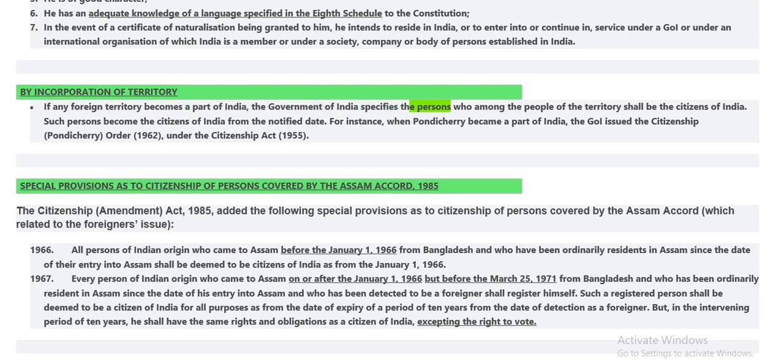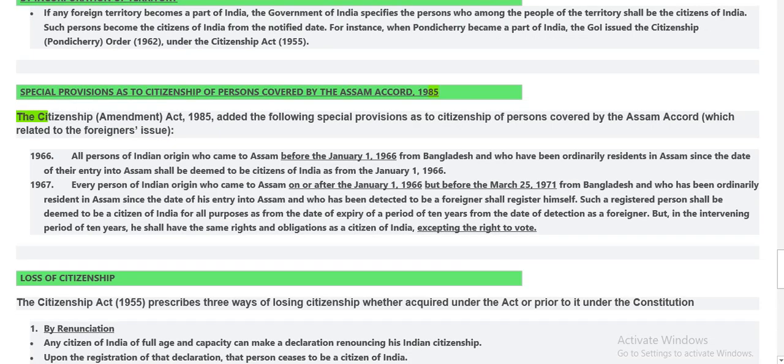By incorporation of territory. If any foreign territory becomes a part of India, the Government of India specifies the persons who among the people of the territory shall be the citizens of India. Such persons become the citizens of India from the notified date. For instance, when Pondicherry became a part of India, the GOI issued the Citizenship, Pondicherry, Order, 1962, under the Citizenship Act, 1955. Special provisions as to citizenship of persons covered by the Assam Accord, 1985.